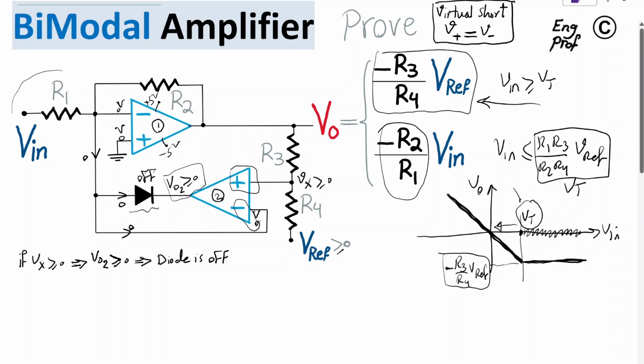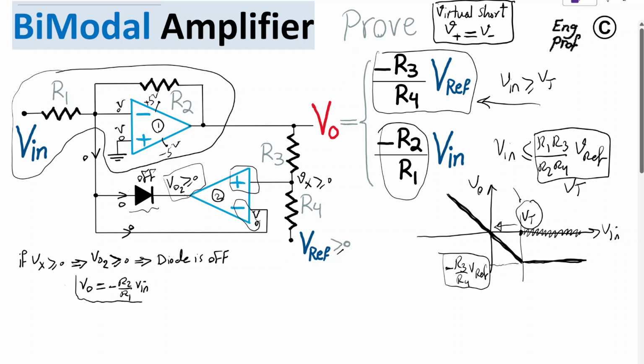So from the perspective of Vin, the circuit just looks like op-amp number 1 and output, that's it, as an inverting amplifier scenario. And for the inverting amplifier scenario, we just know that Vout, so in this scenario, we can say Vout is simply negative R2 over R1 Vin. Nice. This is exactly what we see in the second line.